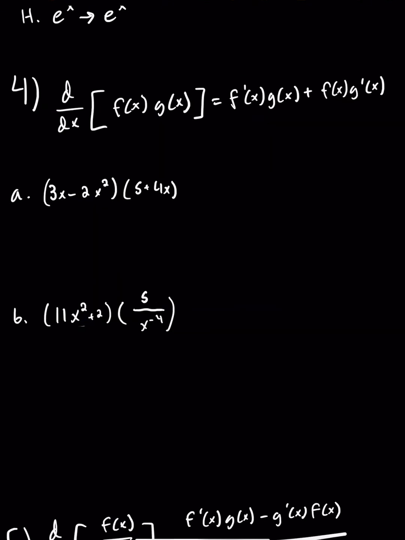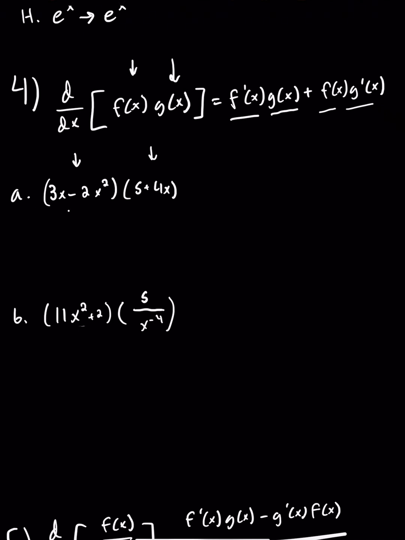Okay, next we're going to look at the multiplication rule, or quotient rule, but it's basically you have two functions and they're multiplied by each other. Like, if we look at our first example, you have 3x minus 2x squared times 5 plus 4x. What you're going to do is take the derivative of the first one, times it by the original function of the second one, then add it to the original f of x times the derivative. So let's see what it looks like in practice.